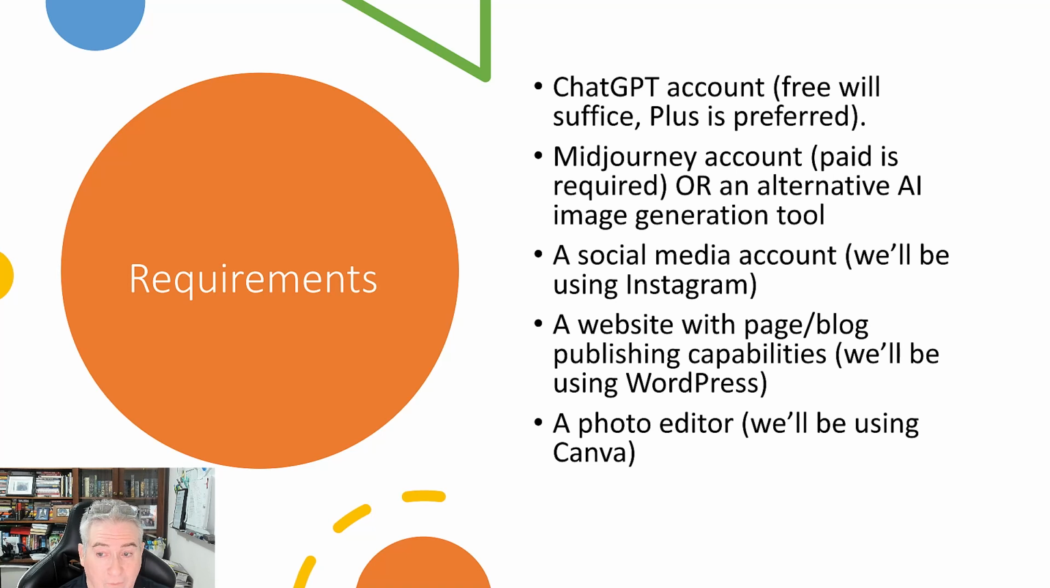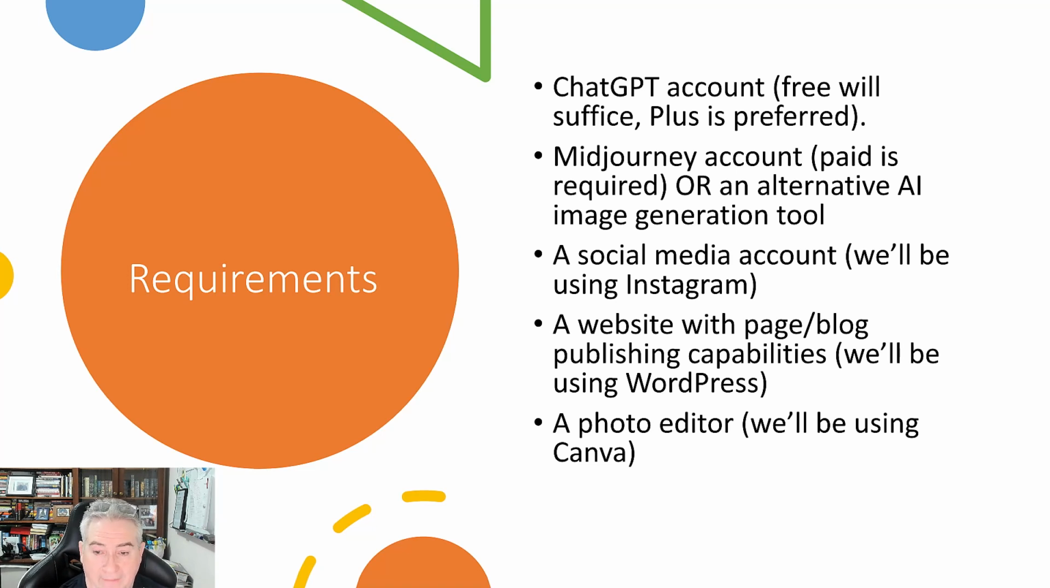You'll need a website with the ability to add pages or blog posts. We're going to be using a WordPress-based website, which is pretty common out there, but you may have something different. And you may need a photo editor to take the image and crop it from, normally we'll do the standard 16 by 9 landscape format image when we produce them in Midjourney. So you might need to crop it down to a square. I know that Instagram likes square images.